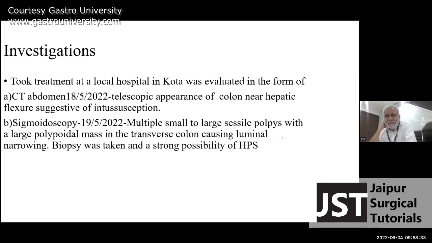What is sigmoidoscopy? Sigmoidoscopy is a short colonoscopy. Usually when we say sigmoidoscopy, it is a rigid sigmoidoscope which examines only the rectum and some part of the sigmoid, not even the entire sigmoid. If you do it with a flexible scope, you may examine the whole. So again, there is a contradictory statement. If it is sigmoidoscopy, you cannot obviously examine the transverse colon. And if you have gone up to the transverse colon, then it cannot be sigmoidoscopy. So probably it was a colonoscopy.